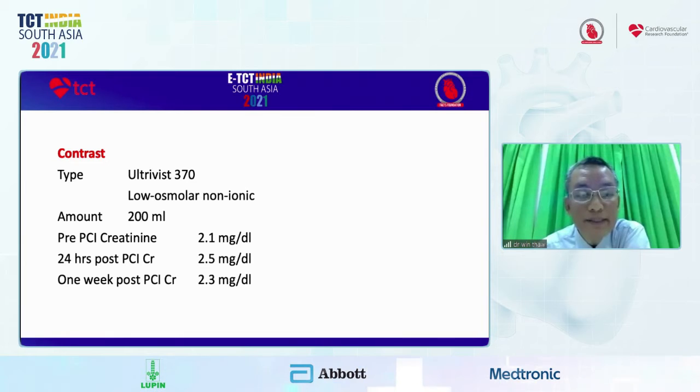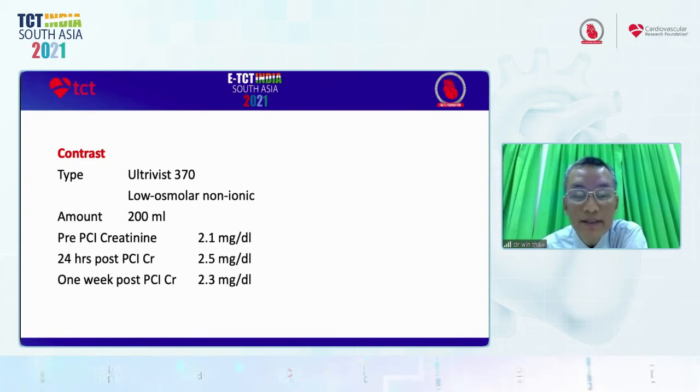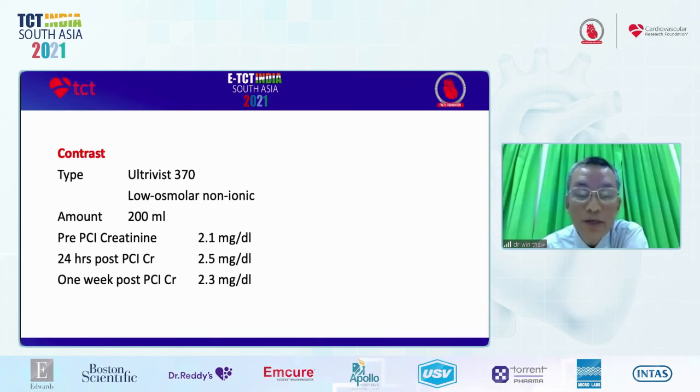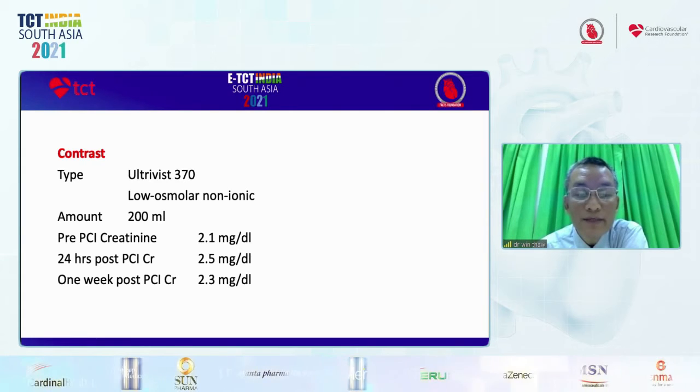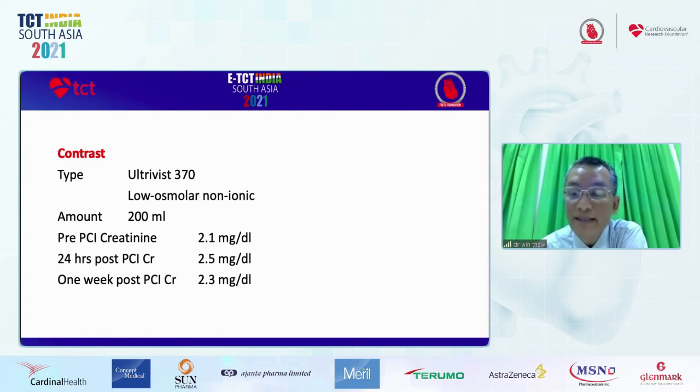So pre-PCI creatinine is 2.1. Unfortunately, 24-hour post-PCI creatinine goes up to 2.5. The patient is okay. Serum electrolytes are fine. So I continue the medical management. One week post-PCI creatinine is 2.3 milligram per deciliter.